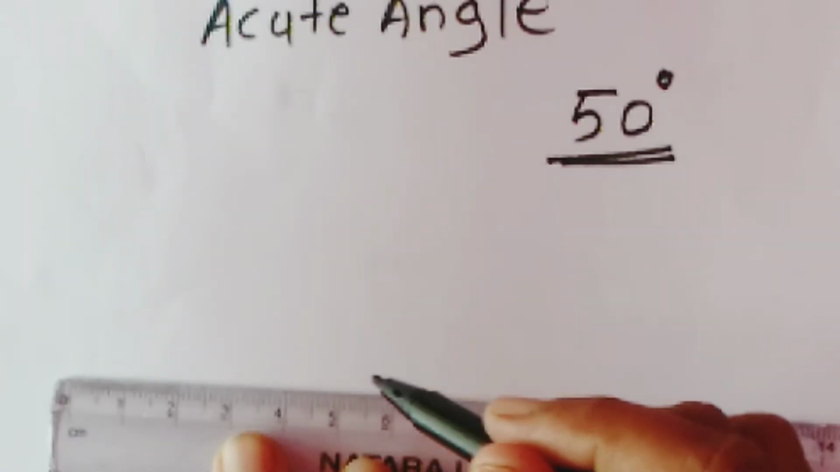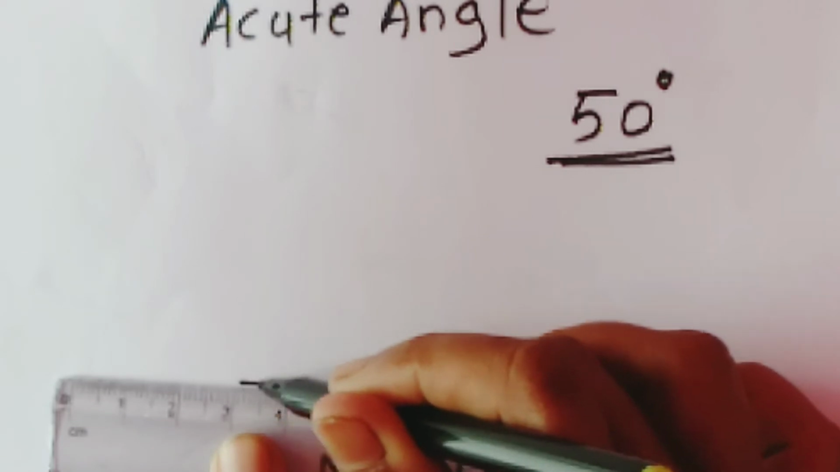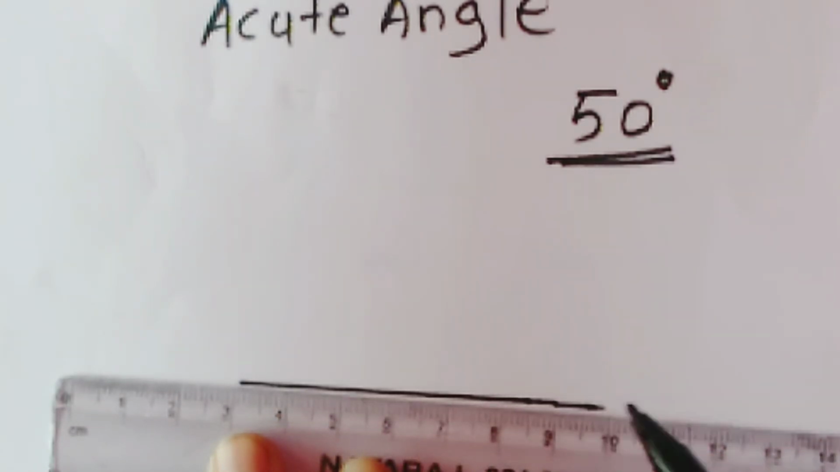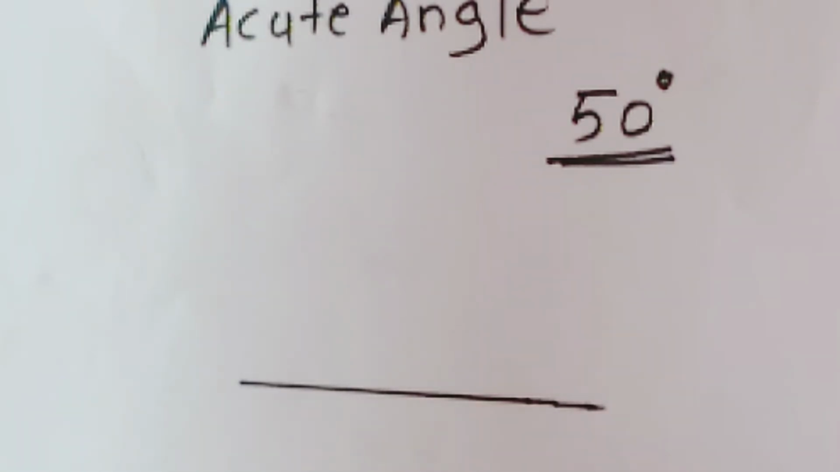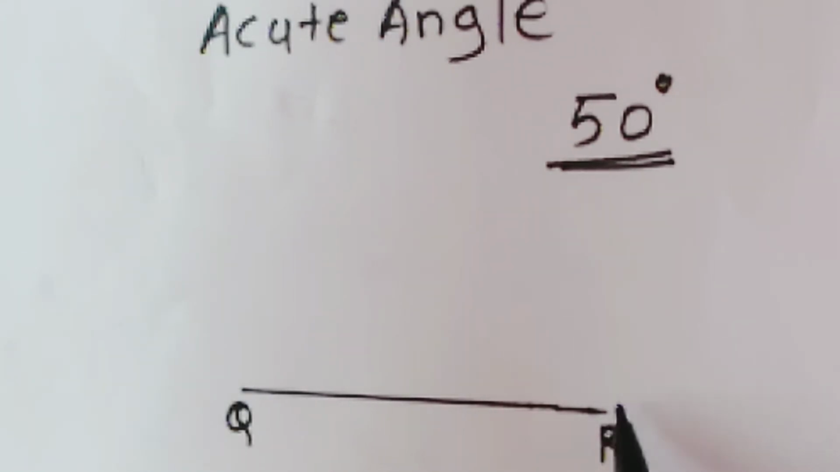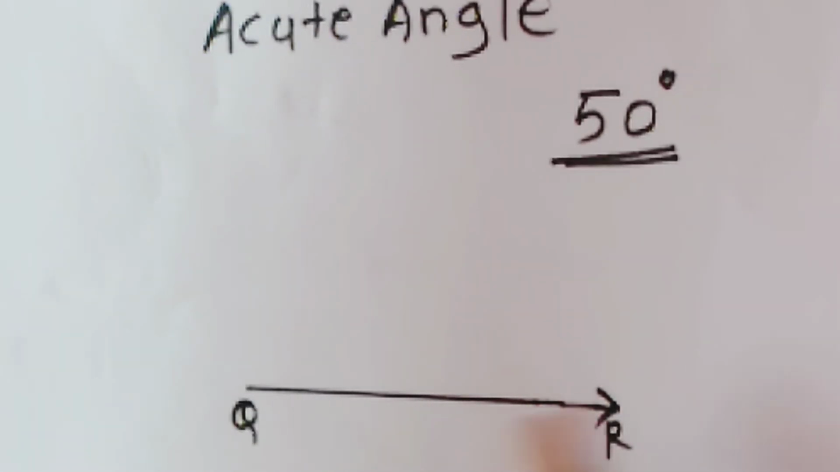First, for that you have to draw a line of any measurement. Suppose I draw this line and give the name QR to that line. You have to draw a ray because we can extend this.